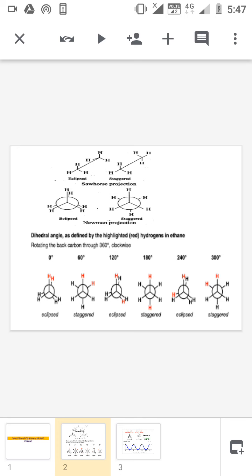This is because in the staggered conformation, both hydrogens are at maximum distance apart. So the staggered conformation has the least repulsive energy. That's why the staggered conformation is more stable. Whereas in the case of the eclipsed conformation, the hydrogen is just behind the other, so they attain maximum repulsion. That's why the eclipsed conformation is least stable, having higher energy.